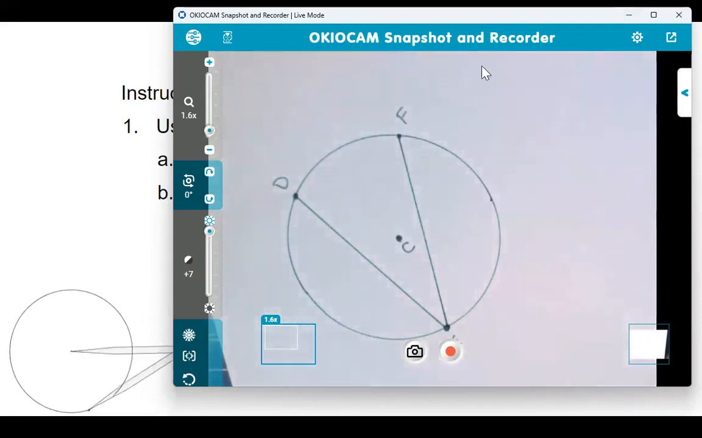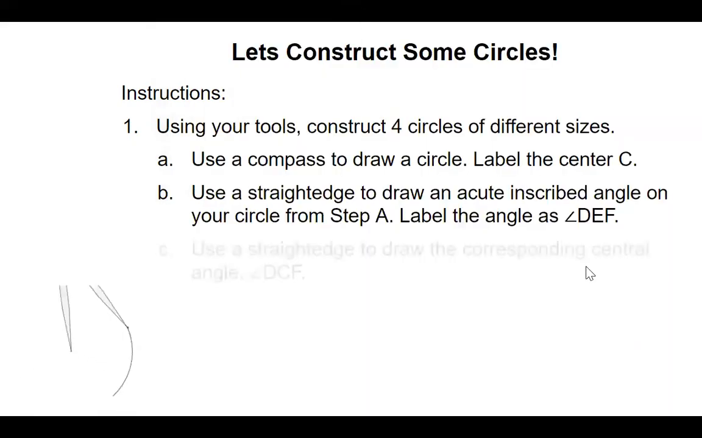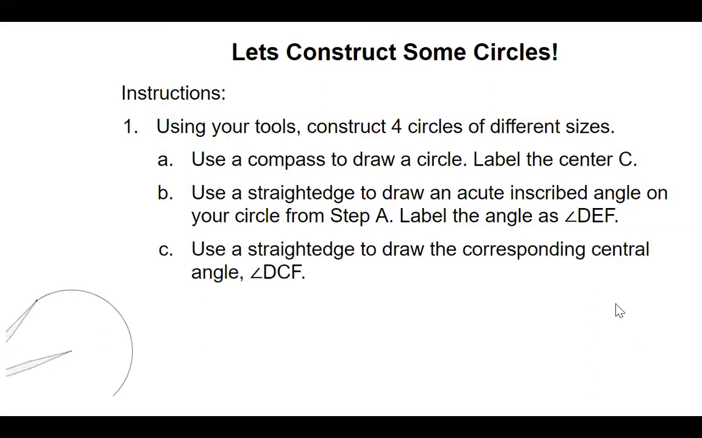Okay, all right, next item, guys. We're going to construct a central angle. We don't have to construct any more points on our circle because our points are already constructed for us. This time, our central angle is going to be from D to C and from C to F, so we have a central angle of DCF.